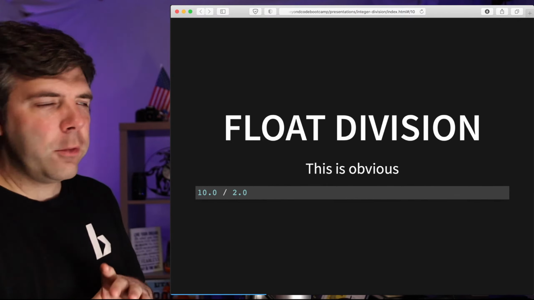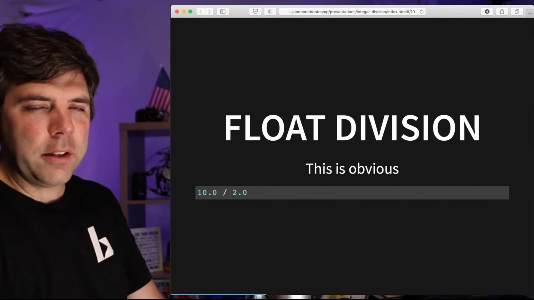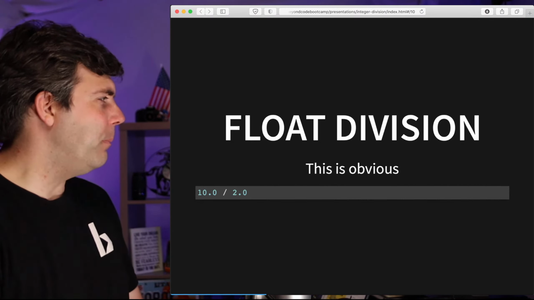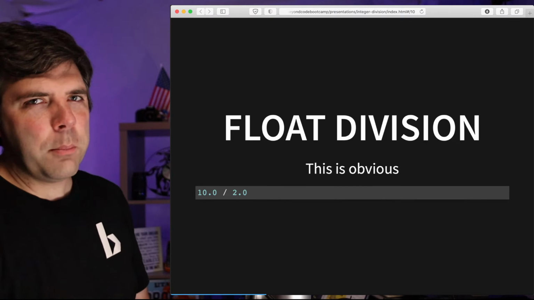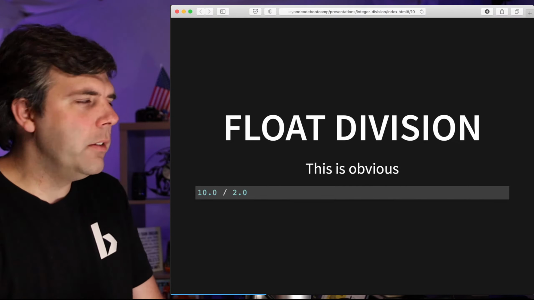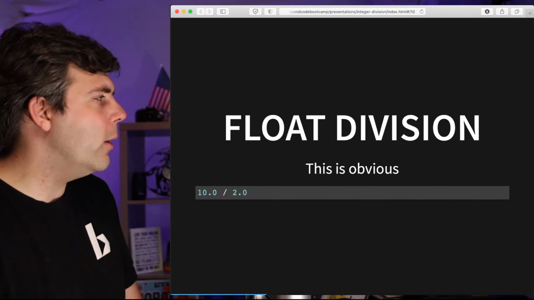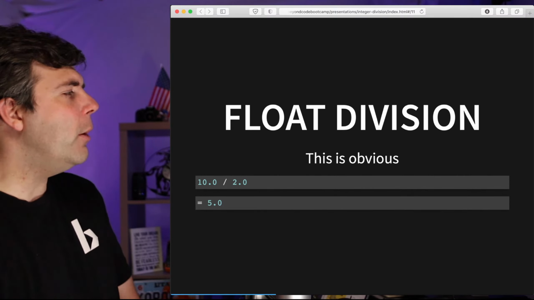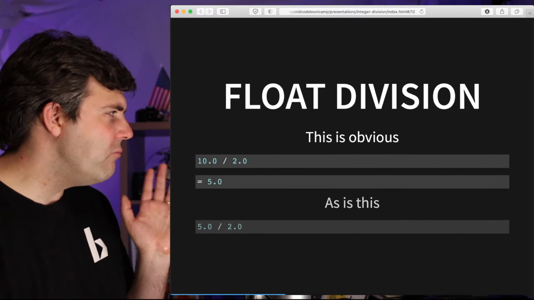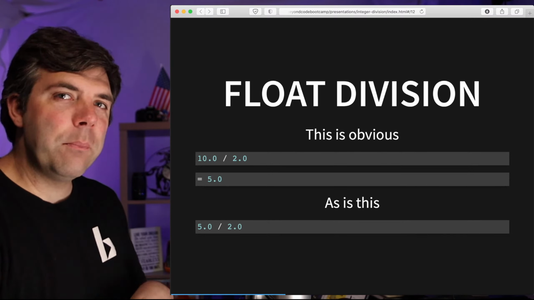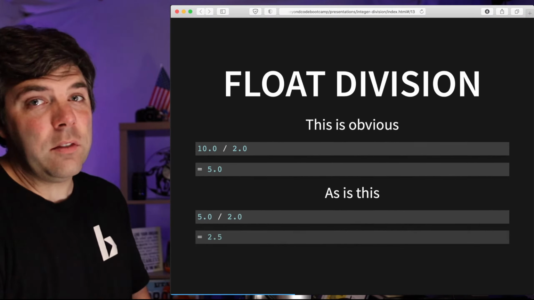So let's talk about float division for a second. This is obvious. This is the division that you've been using for the last however many years. So we often in programming represent a float as a number with a period. So 10.0 is a float, 2.0 is a float as opposed to 10 or 2. We'll touch on that in a second. But if we divide 10 by 2, we get 5. No big surprise there. And if we divide that 5 by 2 again, we get 2.5.